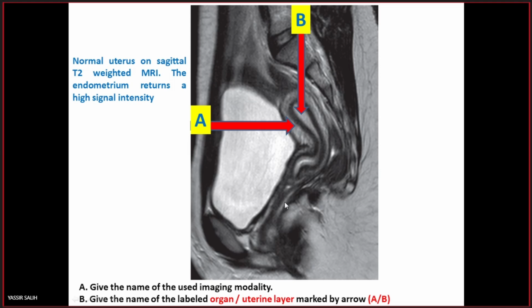Give the name of the used imaging modality. MRI. MRI, which plane? Sagittal. Axial would be what? Dividing the body into superior and inferior. But sagittal divides the body into left and right. It is as if you are looking from the side. This is the sagittal, as your colleague said.